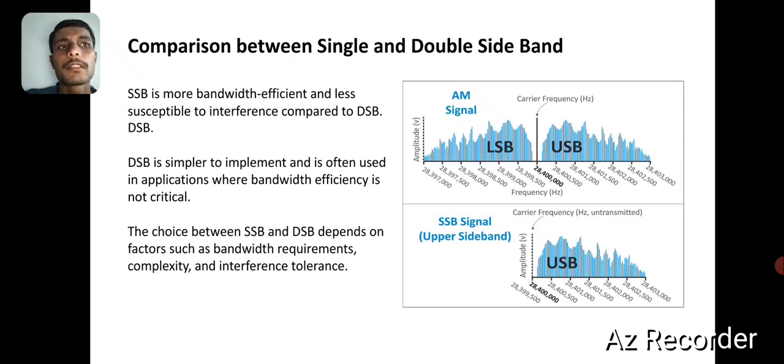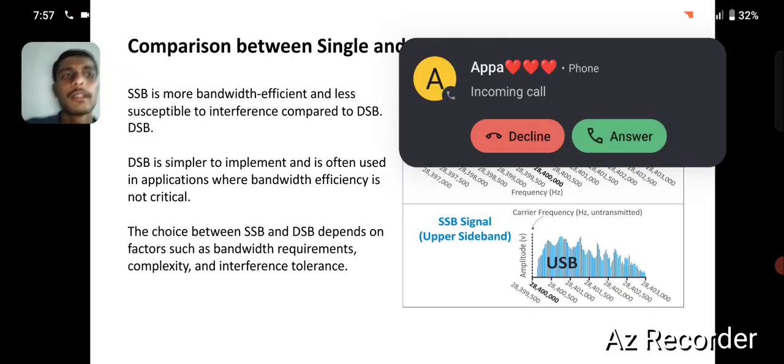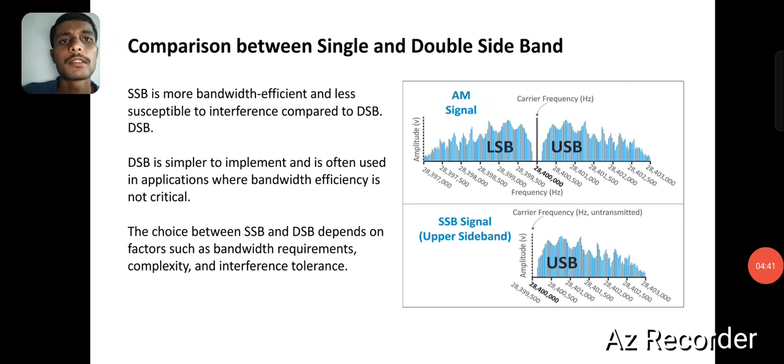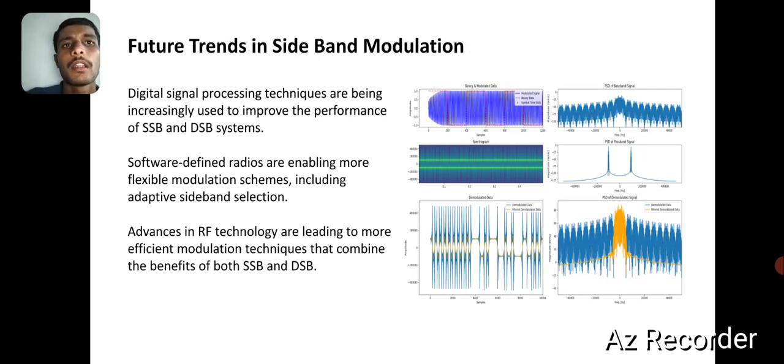Comparison between single sideband and double sideband. SSB is more bandwidth efficient and less susceptible to interference compared to DSB. DSB is simpler to implement and is often used in applications where bandwidth efficiency is not critical. The choice between SSB and DSB depends on factors such as bandwidth requirement, complexity and interference tolerance.